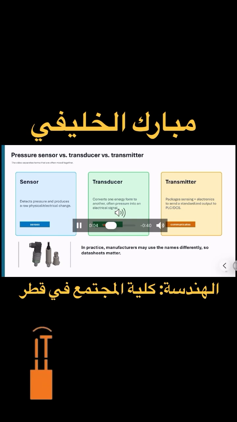Sensor vs transducer vs transmitter. These three words are sometimes used in the same way, but they are not exactly the same. A sensor only detects pressure and produces a raw response. A transducer converts pressure energy into an electrical signal. A transmitter includes the sensing part and the electronics, and it sends a standard signal to the control system. So the transmitter is the complete industrial device used in the field.